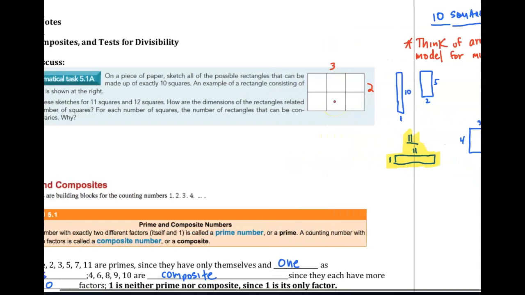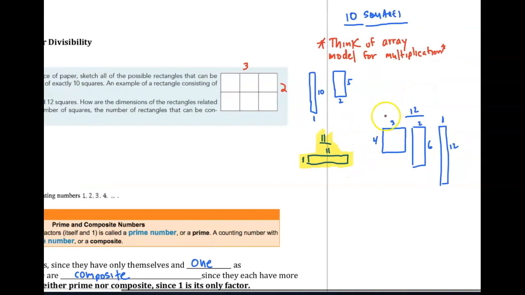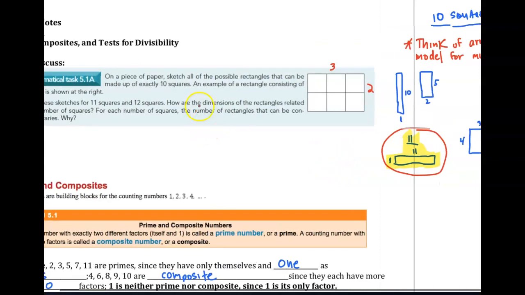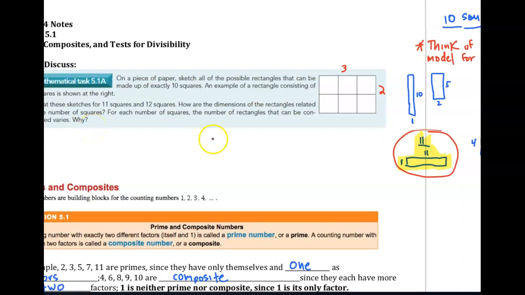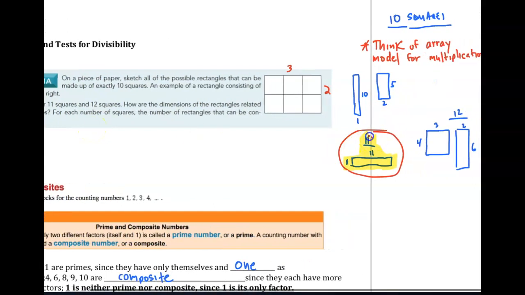And then the follow-up question: what about 11 and 12? How are those dimensions? Looking at the two options here, you see 11 highlighted in yellow, and then you see the options for 12: 4 times 3, 6 times 2, 1 times 12. And then revisiting this question, how are the dimensions of the rectangles related to the number of squares? You can see that for some reason 11 only has one option, 11 times 1.